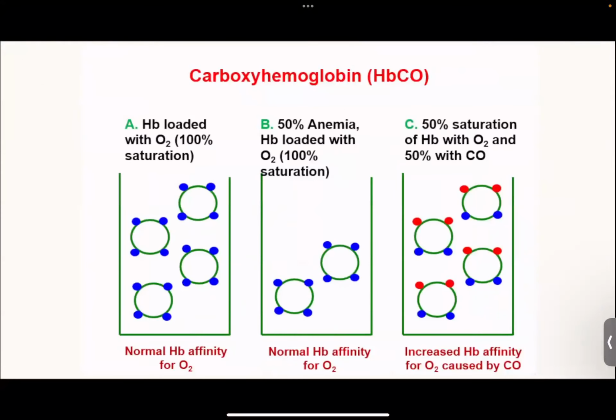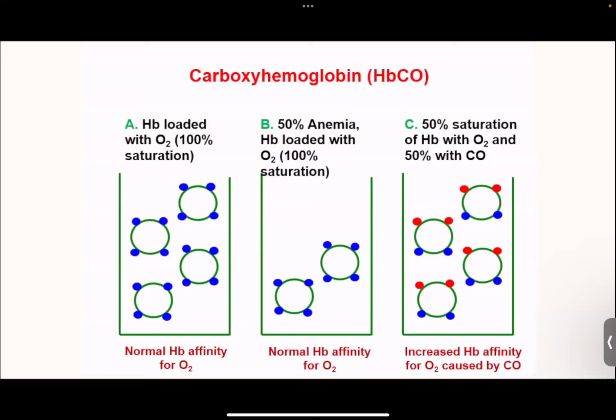Okay, now we have something called carboxyhemoglobin. What is carboxyhemoglobin? It is when hemoglobin binds to carbon monoxide. We call it carboxyhemoglobin. It's as simple as that. So we have 3 scenarios here. The first one is hemoglobin with 100% saturation, and it's loaded with oxygen. It's normal. There's nothing wrong. This is how it is normally for us.